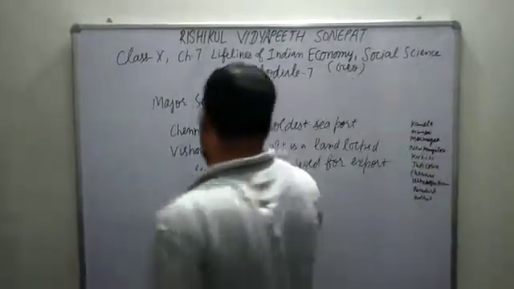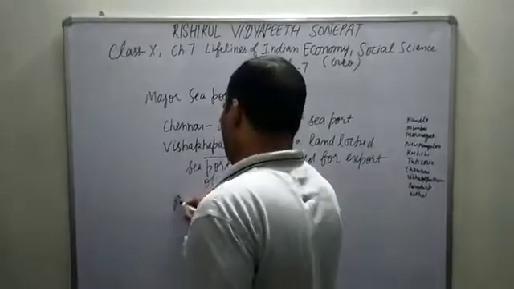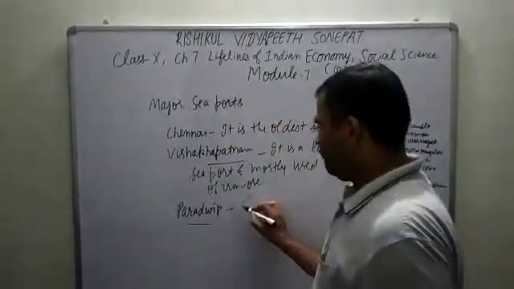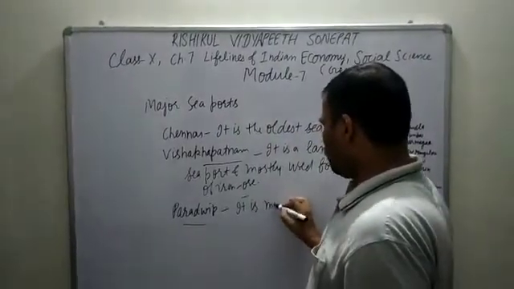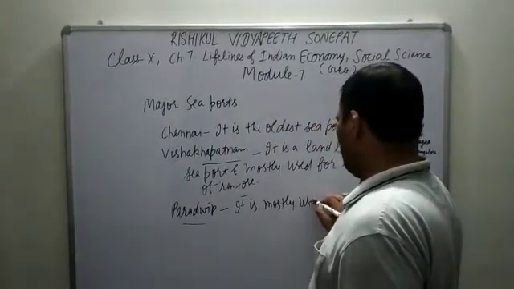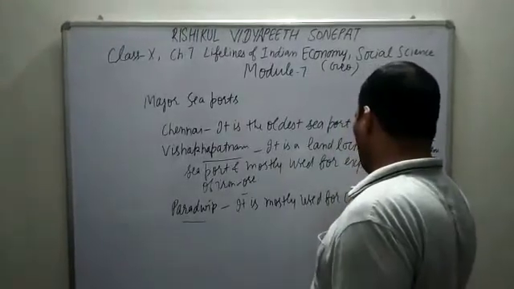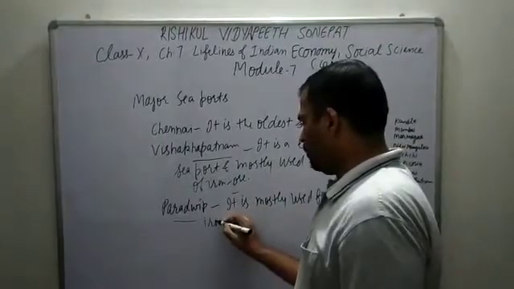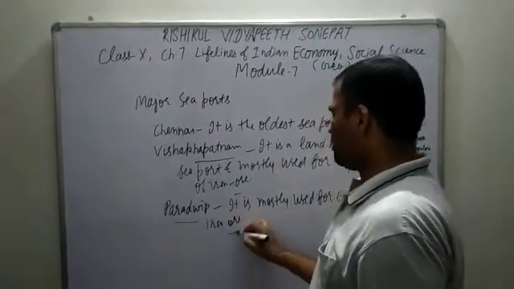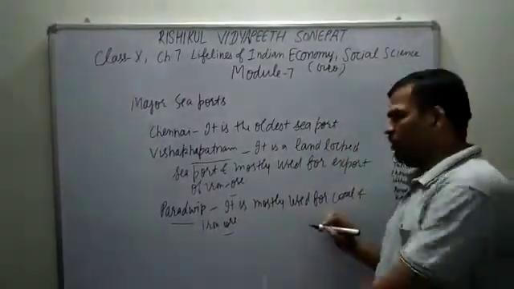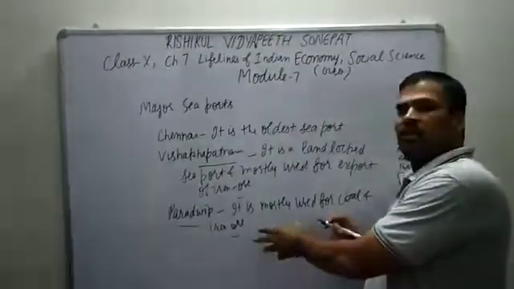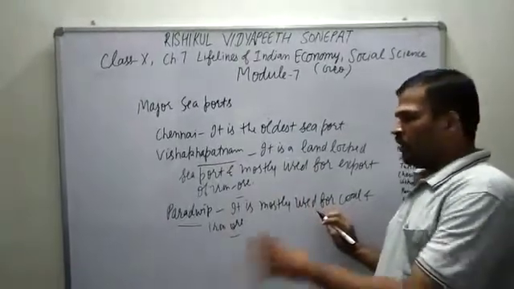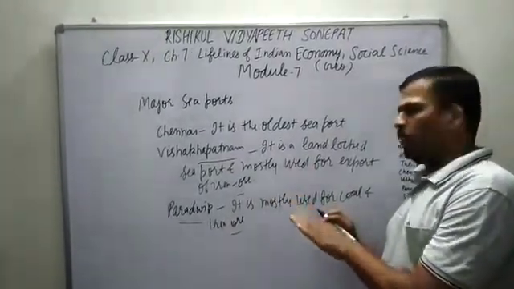Okay. Now the next one is Paradweep. This is in Odisha. It is mostly used for coal and iron ore, because in Odisha a lot of mines are there where natural materials or minerals are found, and Paradweep is also an important one. It is in the part of the Bay of Bengal. Okay.